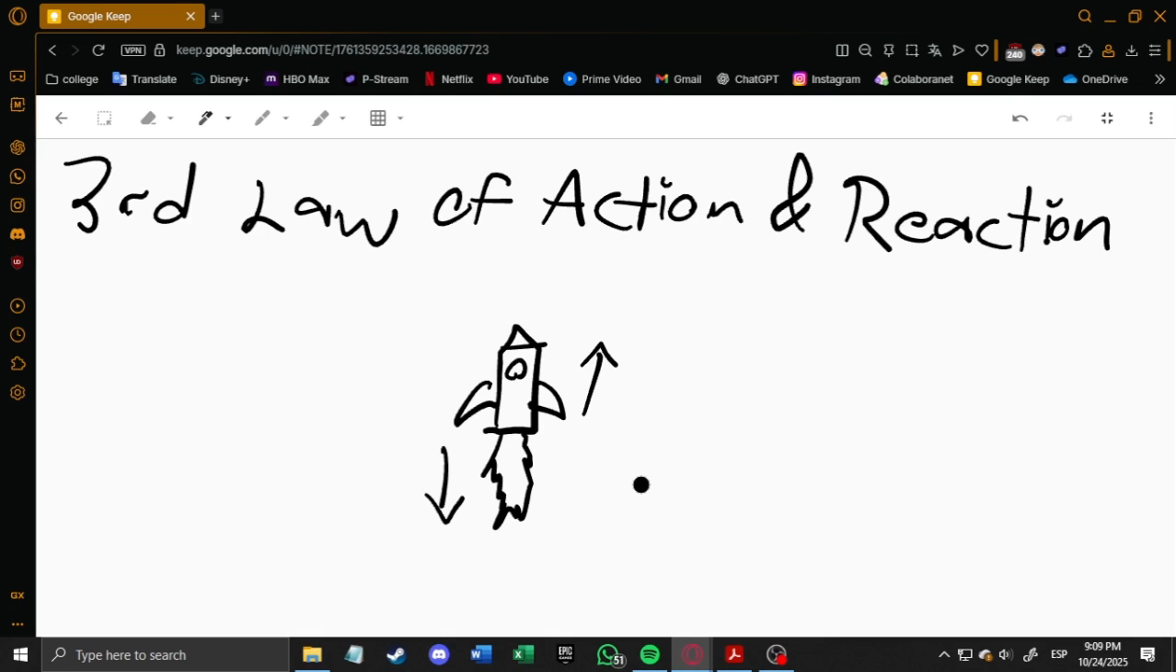Okay, and Newton's laws are everywhere. They are in driving, in sports, or even in space travel. The first law teaches us why seatbelts are important. The second law is why heavier cars take longer to stop. And the third law is how rockets and jet engines work.